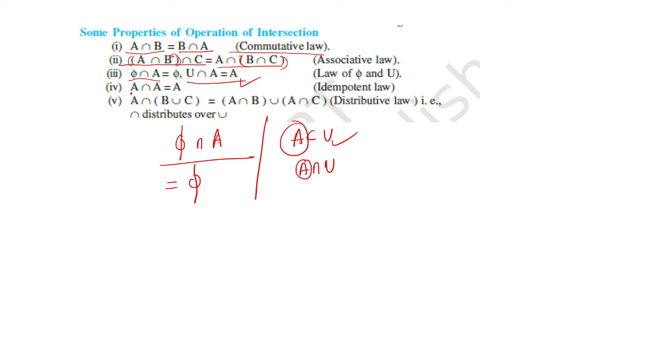A intersection A is A. Why? Because if you take any set, suppose A = {1, 3}, and you try to find the intersection with again {1, 3}, that is with A, then you will see that the common elements are {1, 3} itself.